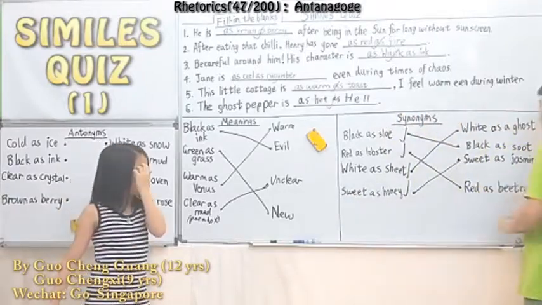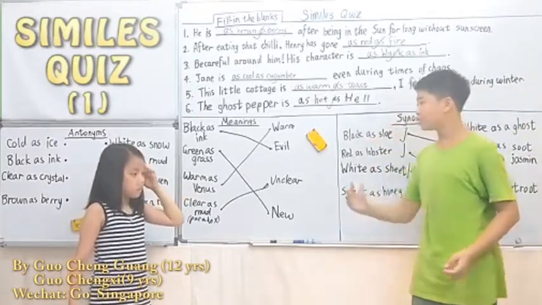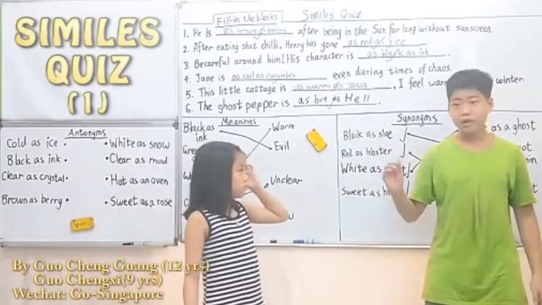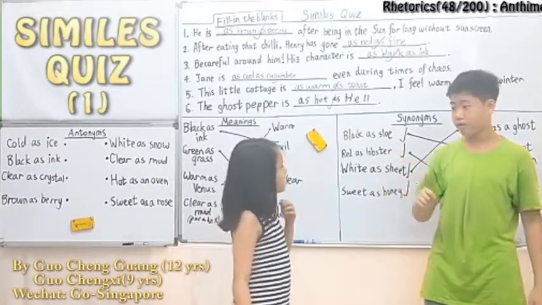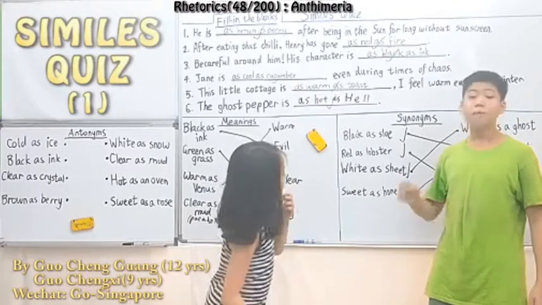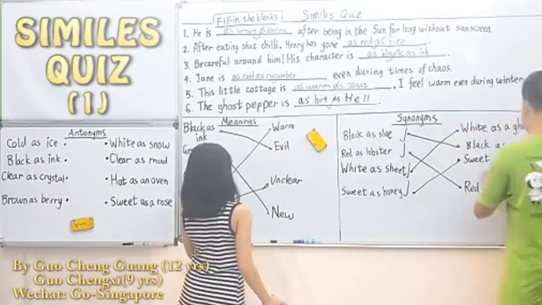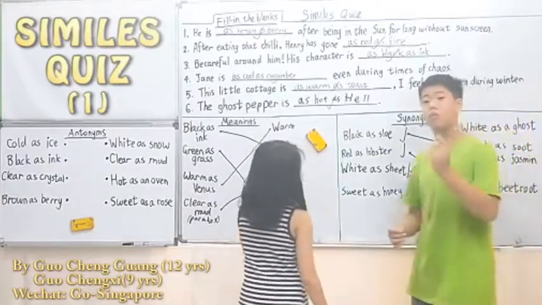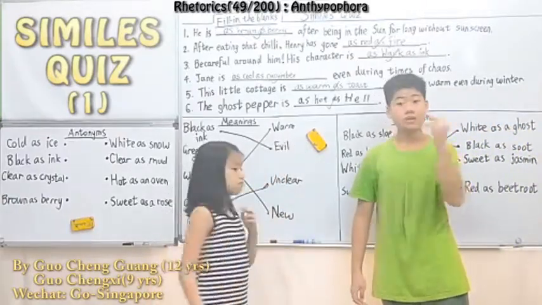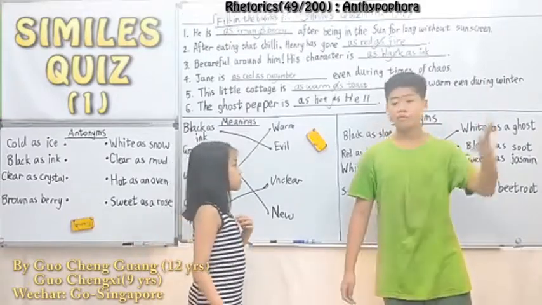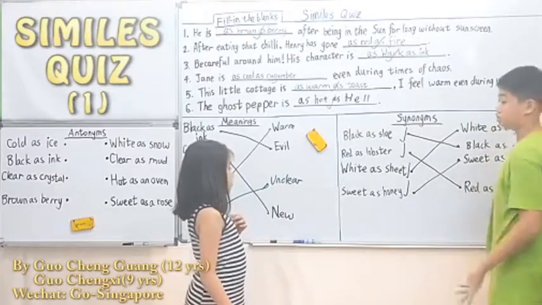Black as soot. If you have a fireplace, after you blow out the fire, you realize there's a black powdery substance there. You might think it's ash, but those are soot, right? Then sweet as jasmine. Jasmine is a white type of flower, and when you smell it, it smells really nice. Then you have jasmine tea, jasmine drinks, all those. And they also taste nice, right?